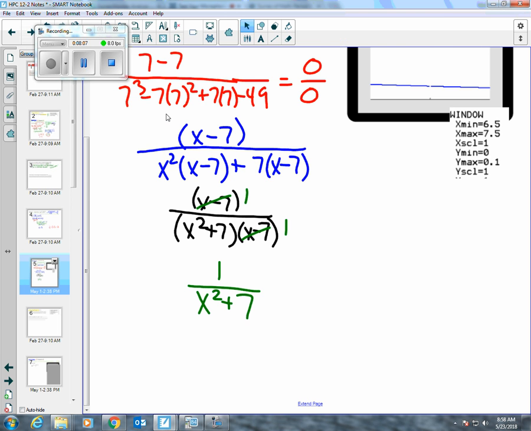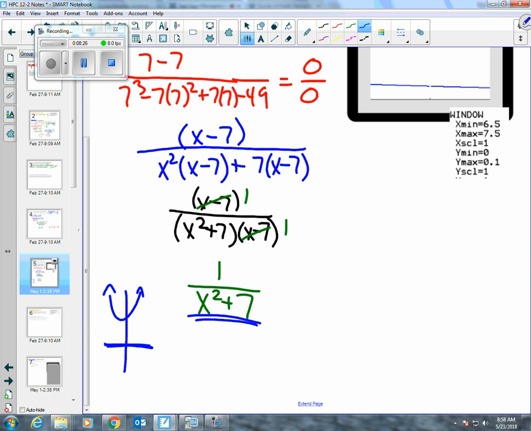Now, when I think about, okay, can I do direct substitution now? Well, sure, because as it approaches 7, take a look at this denominator. Can that ever even be 0? We're never going to have an issue down there, right? Because anything squared is positive plus 7. Think about what the graph of this would be. It would be a parabola with the vertex moved up 7. Never even crosses the x-axis. There are no real solutions to this.